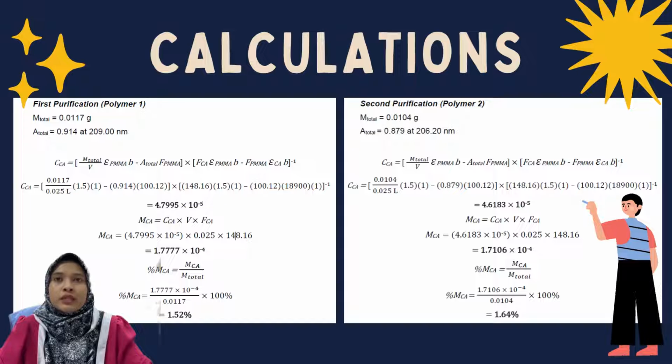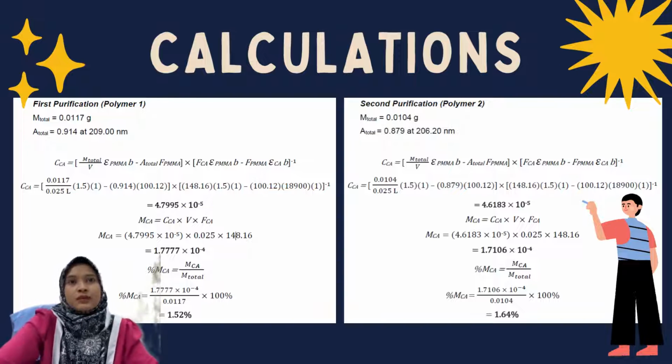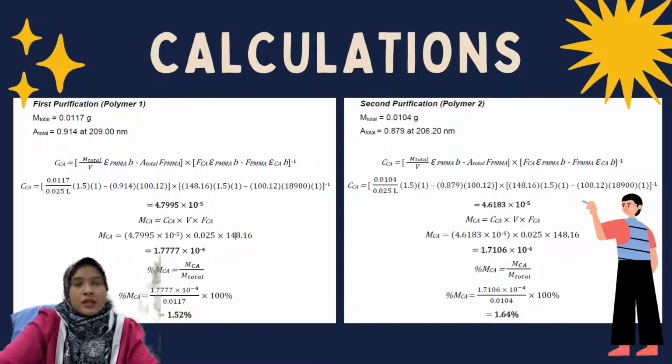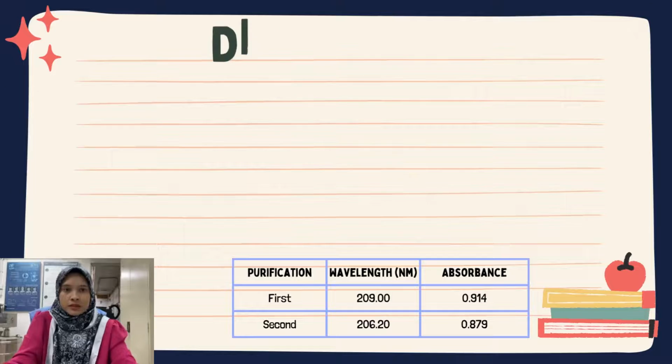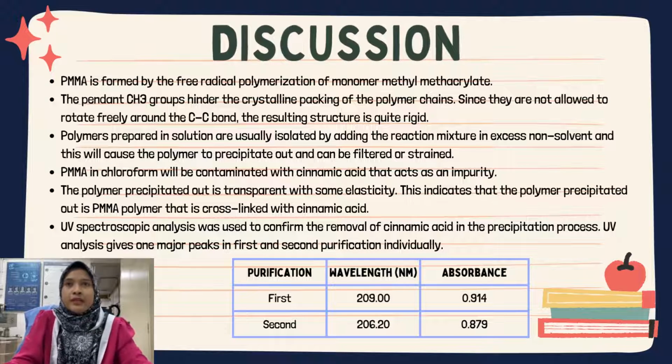And then we go to the percent of the cinnamic acid present in polymer 2. The mass total that we will use in the calculation is 0.0104 gram, and the absorbance value is 0.879, which is at 206.20 nanometer. So from the calculation above, the percent of the cinnamic acid in polymer 2 is about 1.64%. So we have done the calculation part, and then we move on to the discussion.